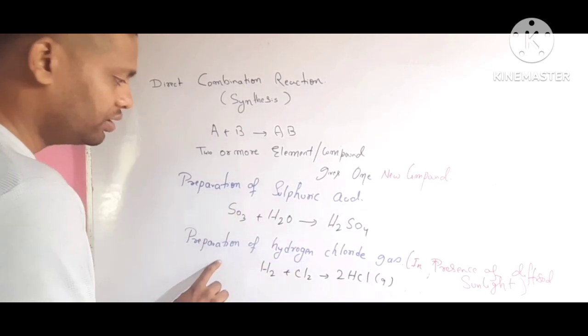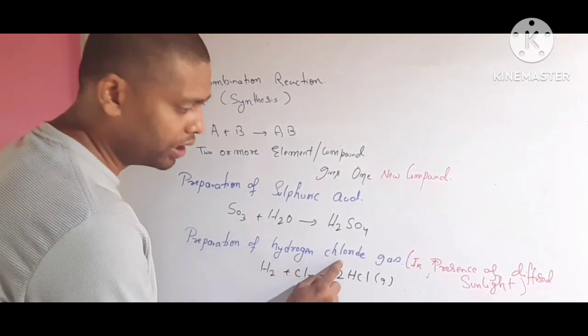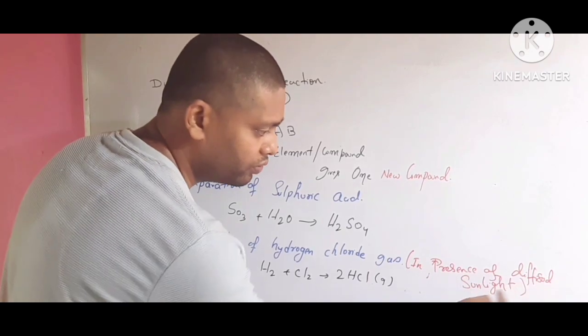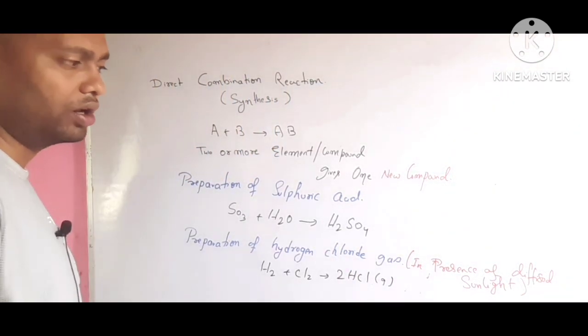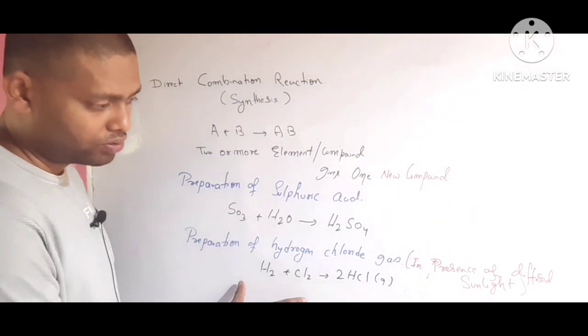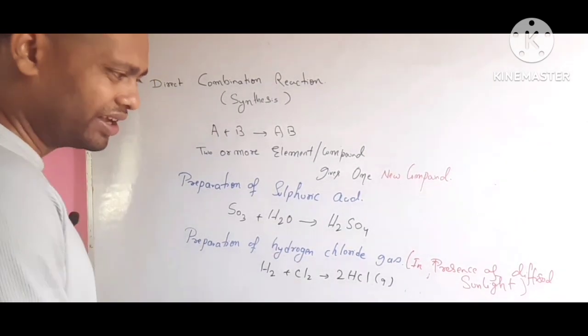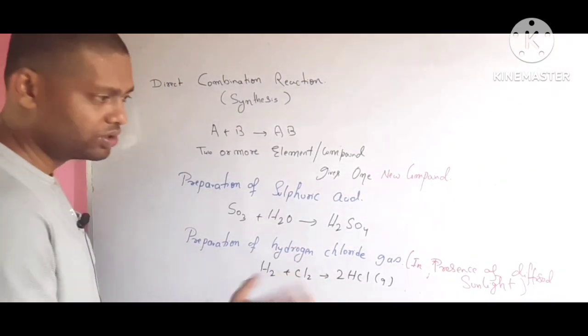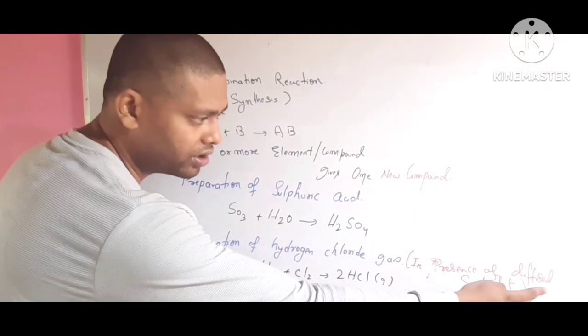Now remember, this is important. Preparation of hydrogen chloride in the presence of diffuse sunlight. This diffuse sunlight is very important. This process doesn't occur in direct sunlight. You have to use diffuse sunlight with some catalyst also. The moisture will be the catalyst. Moisture means, you know what moisture is. So it is important that you understand diffuse sunlight.